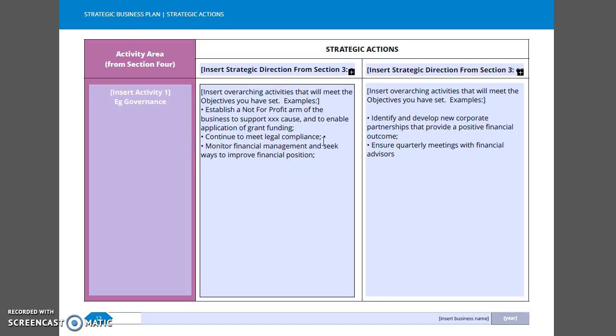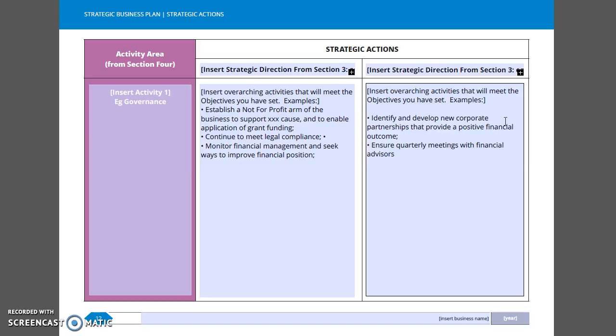Things like continue to meet legal compliance, monitor financial management, and seek ways to improve it. So they're the types of things that we might like to do for governance. And then, of course, in terms of positioning for the future for governance, we might like to identify and develop some new corporate partnerships, ensure quarterly meetings with our financial advisors or our legal team. So that's the action level for one of our pillars.